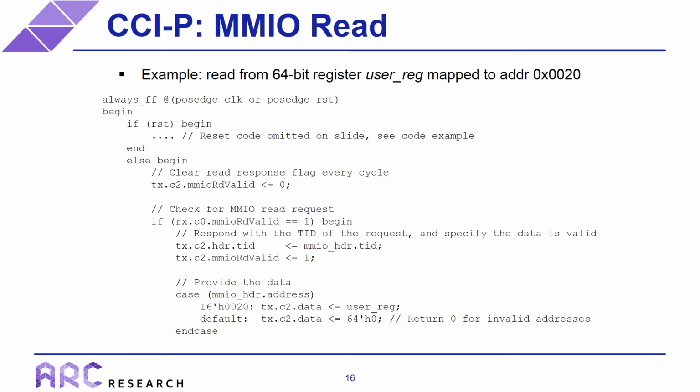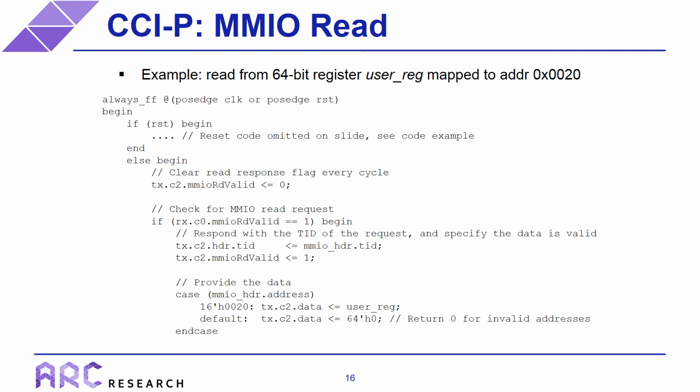This slide shows how you would create SystemVerilog code to implement one of these memory mapped reads using the simplified timing model where we respond within a single cycle. This is going to complement the write example you saw earlier, where we wrote to a 64-bit register that was mapped to address 0020. Here we're going to write the code that handles reads from that same register. We have the always flip-flop block, on every rising clock edge. There's reset code here that is not included on the slide just to keep it simple, but you can see the code example for exactly what gets reset.